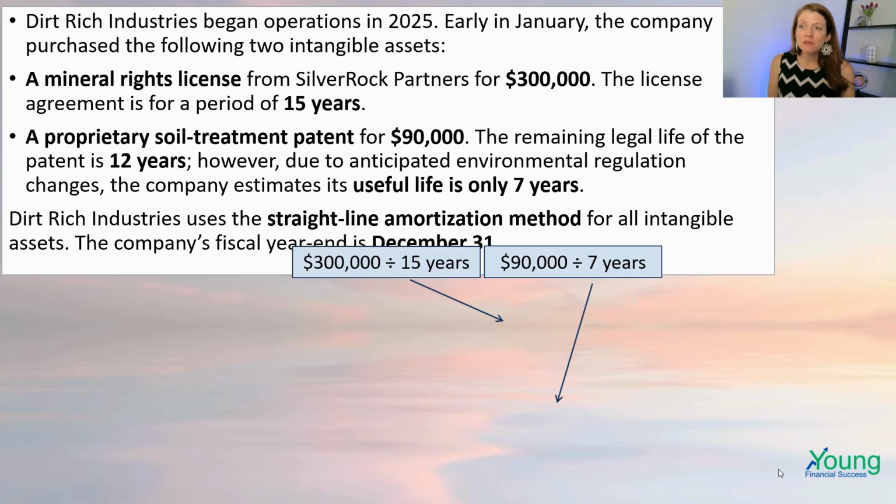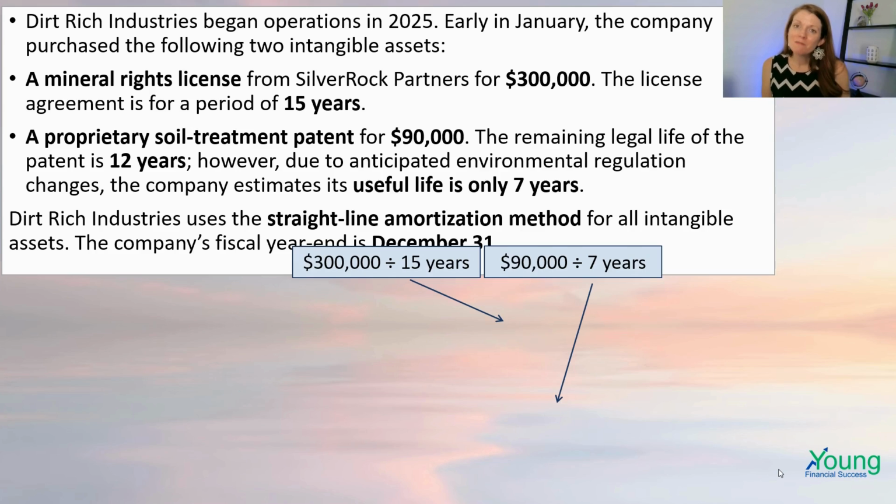The remaining legal life of the patent is 12 years. However, due to anticipated environmental regulation changes, the company estimates its useful life is only 7 years. So in that case, even though its legal life is 12 years, if the company can only get 7 years of life out of it, that's the service life that we're going to amortize it over. And anytime I say amortization, I'm just talking about whenever we are expensing out the cost of that asset, the depreciable base for an intangible asset.